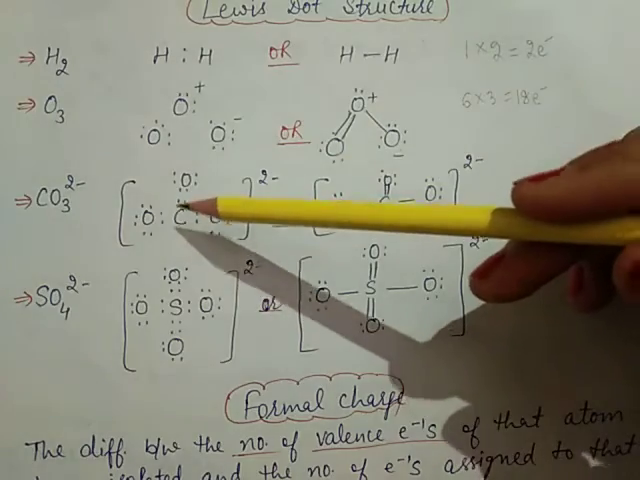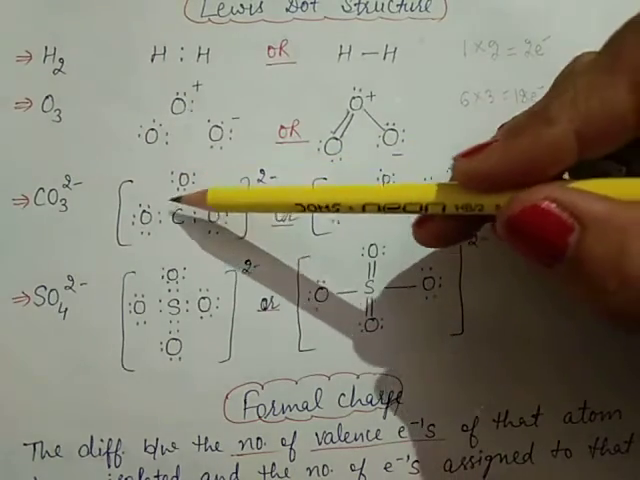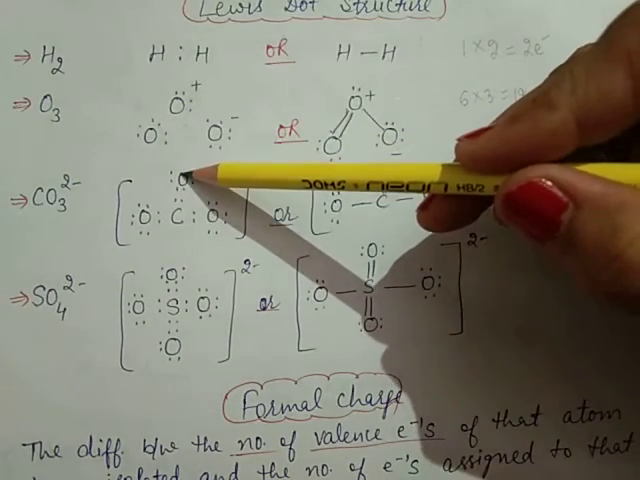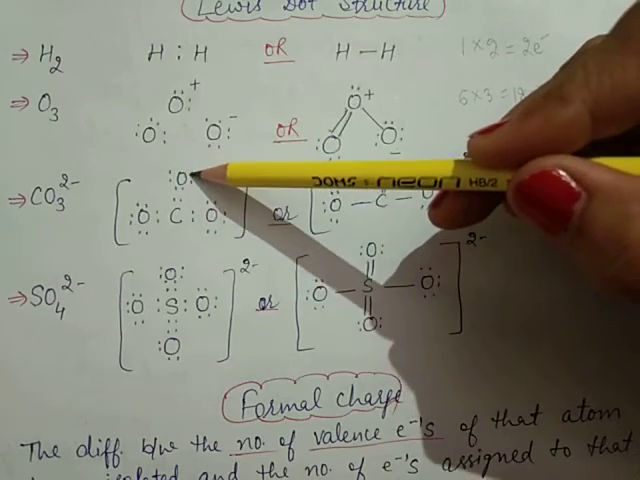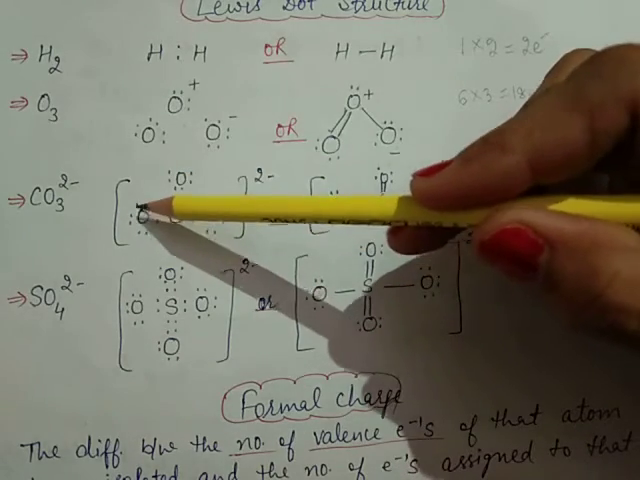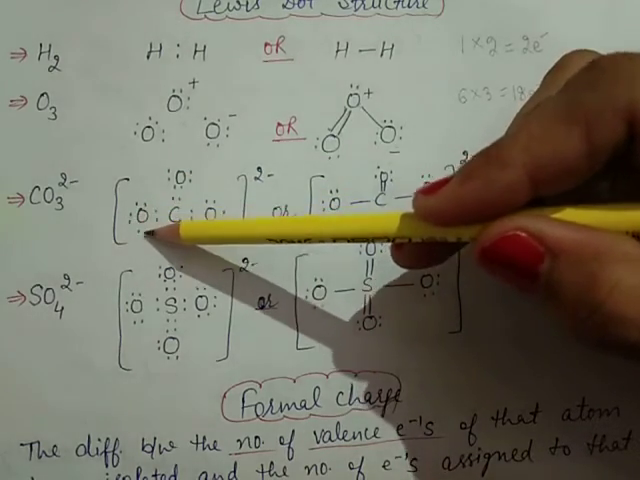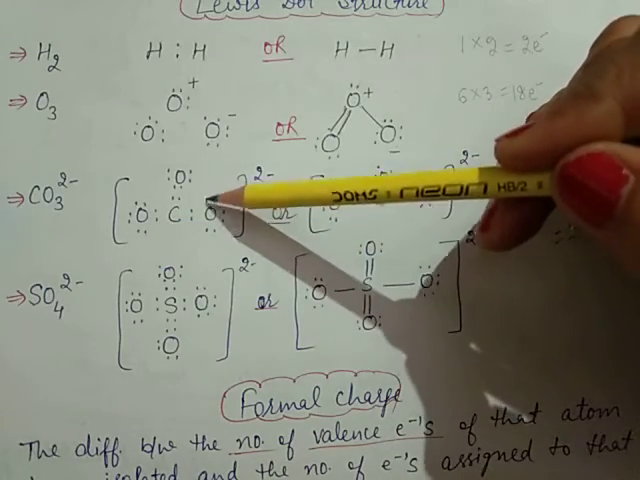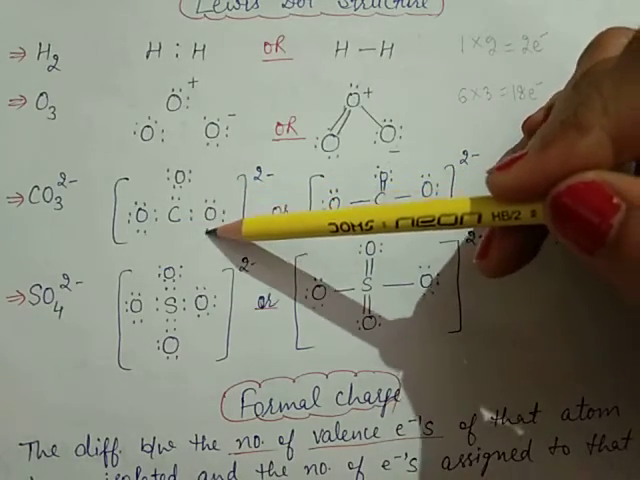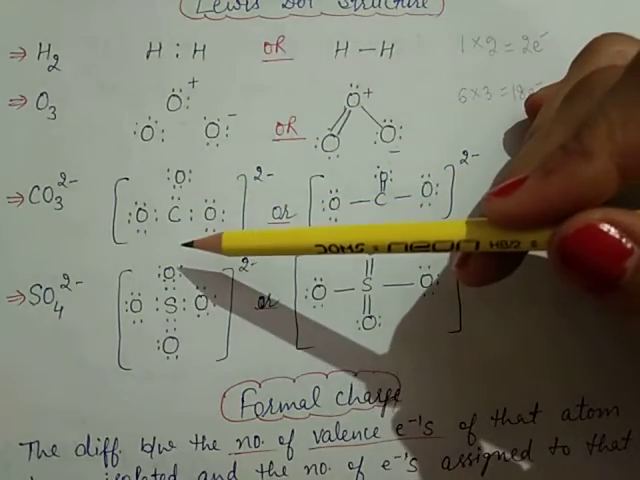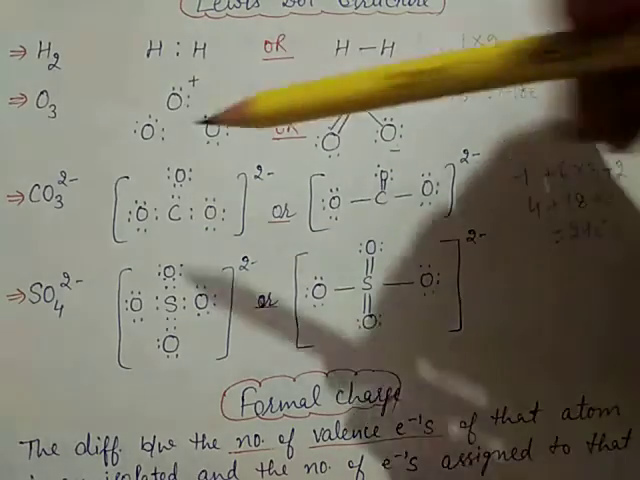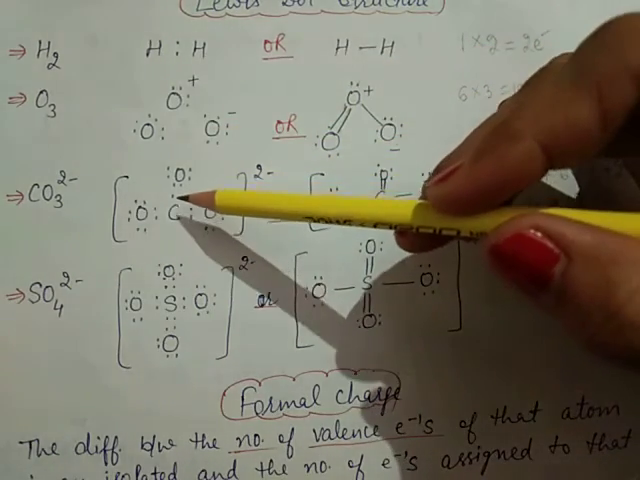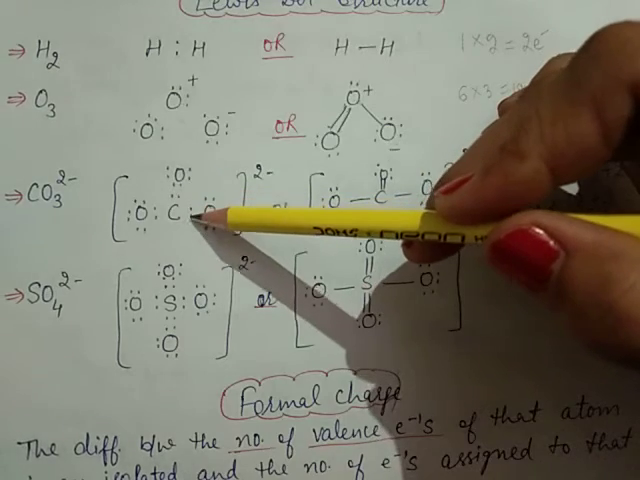First draw these electrons. Suppose this is an oxygen atom. Oxygen has 6 valence electrons: 1 2 3 4 5 6. This oxygen also has 6. This oxygen also has 6. The remaining atom is carbon only. Carbon has 4 valence electrons: 1 2 3 4.